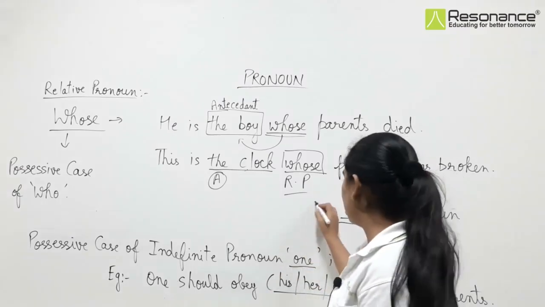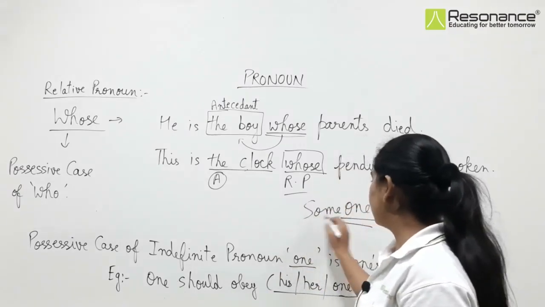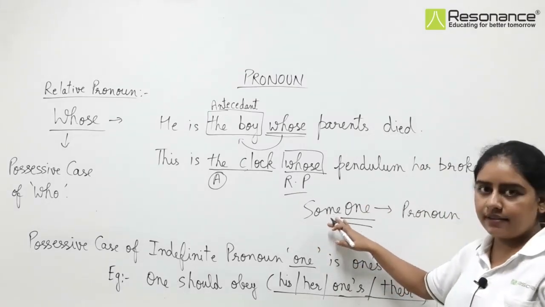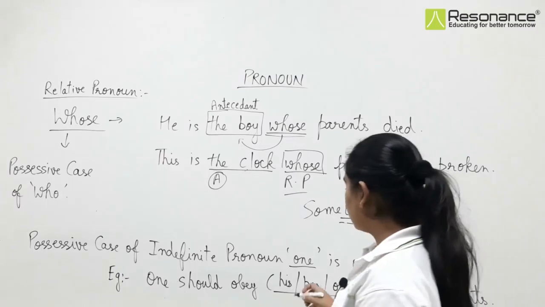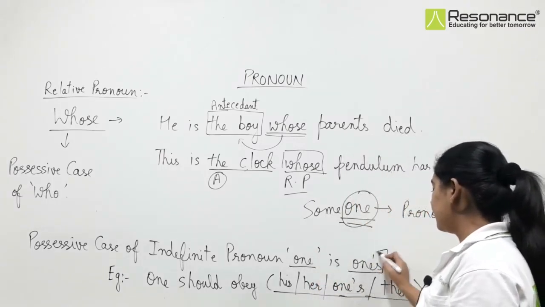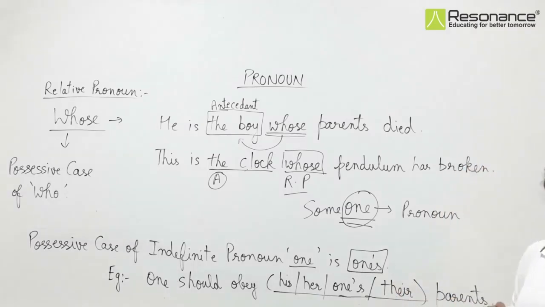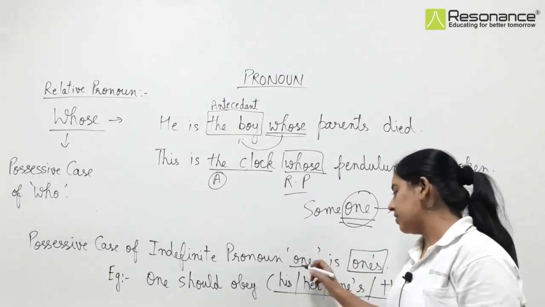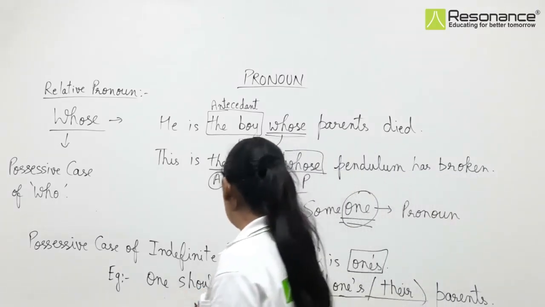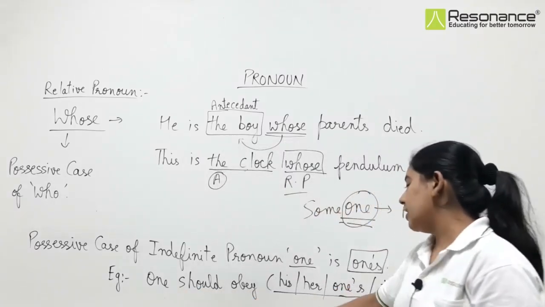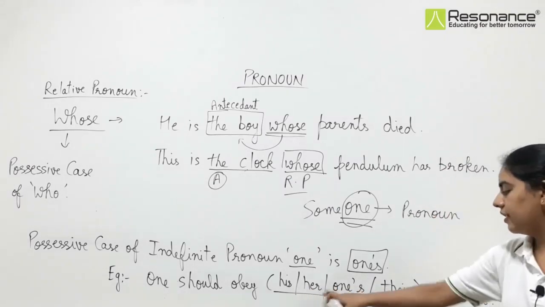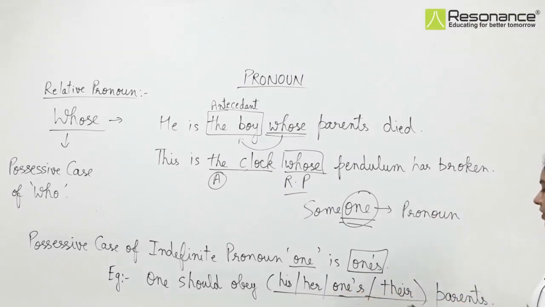If I say someone, do you know whom I am talking about? No. In general I said, right? Indefinite. So the possessive case of this one is ones. Okay, the possessive case of indefinite pronoun one is ones. For example, one should obey. Now here four options are given: his parents, her parents, one's parents or their parents.